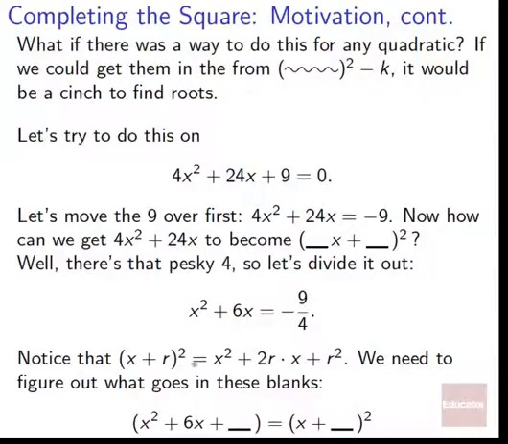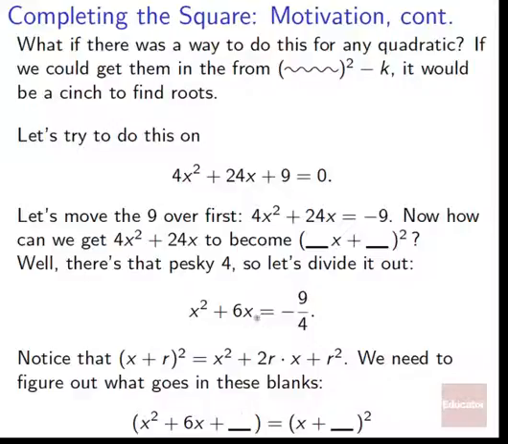Now notice, x plus r squared is equal to x squared plus 2r times x plus r squared. Because x plus r times x plus r becomes x times r plus r times x, so we have two r's showing up on that x, so 2r times x. x squared plus 2r times x plus r squared. We need to figure out what goes in these blanks.